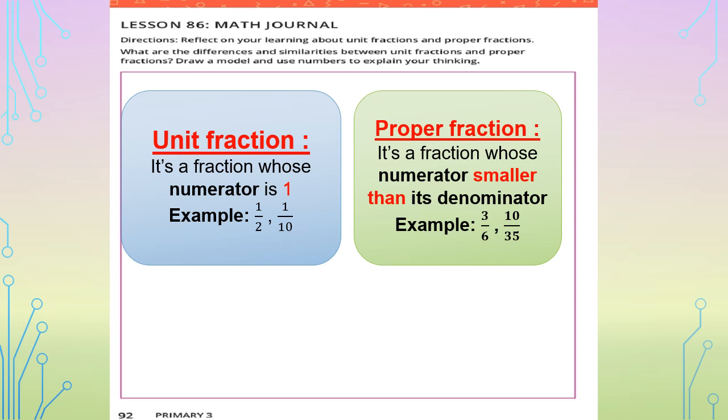But a proper fraction is a fraction whose numerator must be smaller than its denominator. For example here, 3 over 6 and 10 over 35. And here we can say a unit fraction is a proper fraction, because the numerator 1 is less than the denominator.